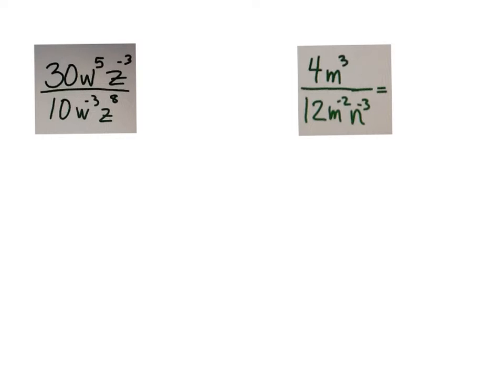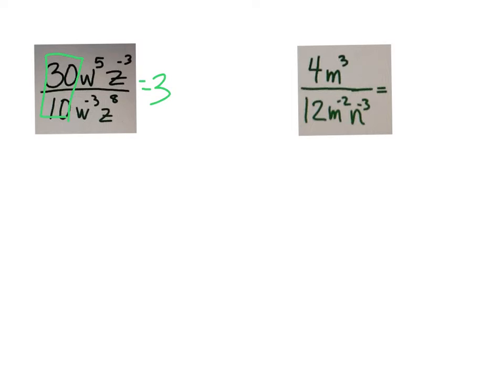All right. Now, the difference with these is it's not just variables anymore, it is also regular numbers. When we multiplied with the same base, we added the exponents, but we multiplied the regular numbers. With division, we're going to subtract the exponents, but we're going to divide the actual numbers. If you can divide top by bottom, go ahead and do so. If you can't, make sure you simplify just like you would any fraction. In this first one, 30 is divisible by 10. 30 divided by 10 is 3. So that gives us 3.